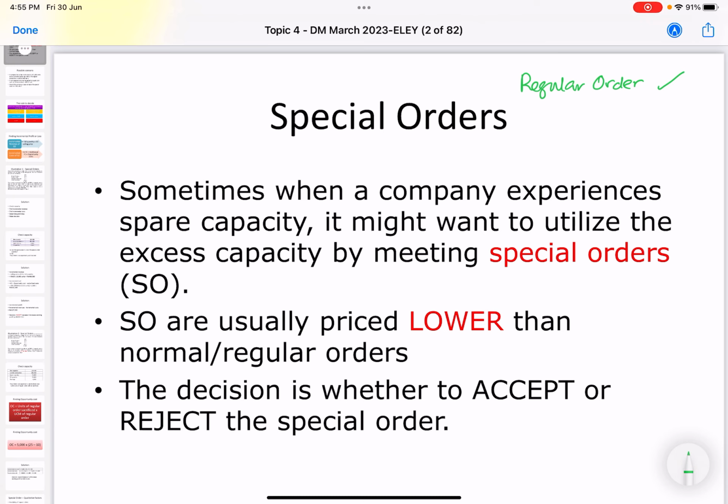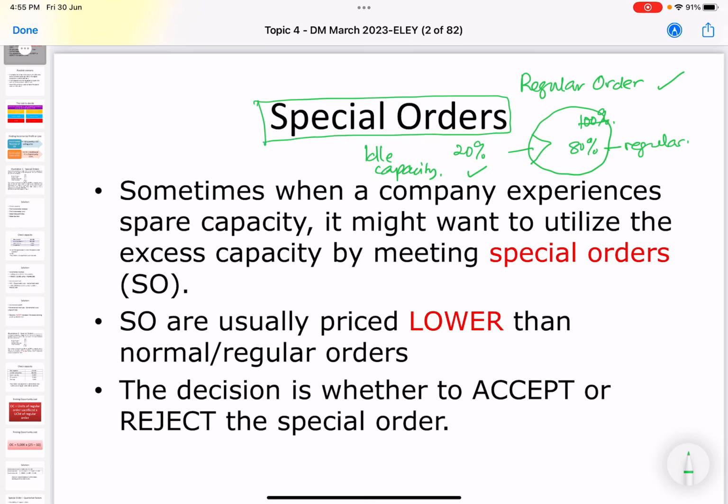Okay, in those kind of situation, let's say if you're talking about 100% capacity, maybe the company now is only producing at 80%. So this is the regular production, and this 20% is idle capacity. So what can they do with this idle capacity? That's when they can consider whether they want to use up that idle capacity and produce for special orders.